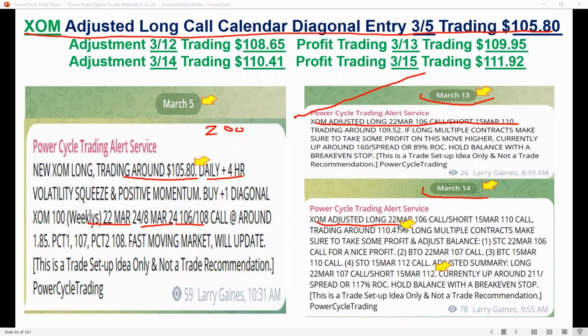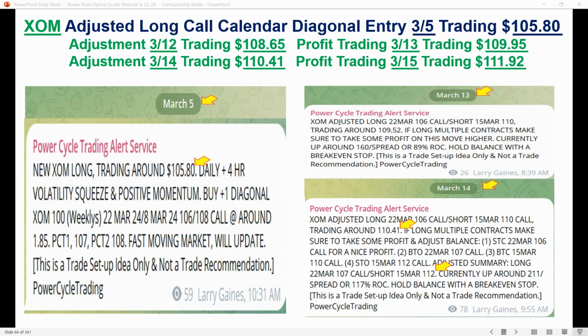So the Exxon was then adjusted. Now we're in an adjusted trade. We're long the 22 March 106 and short the 15 March 110. So we're widening out that spread. And then we took some profit and we're working it up more. So just to highlight that, let's go through the actual spread.